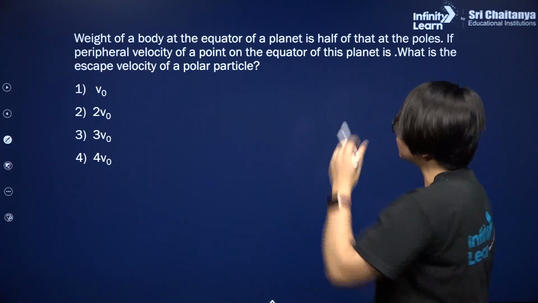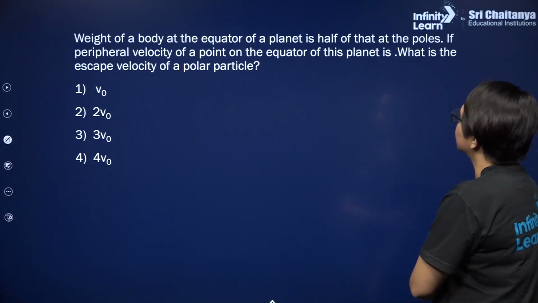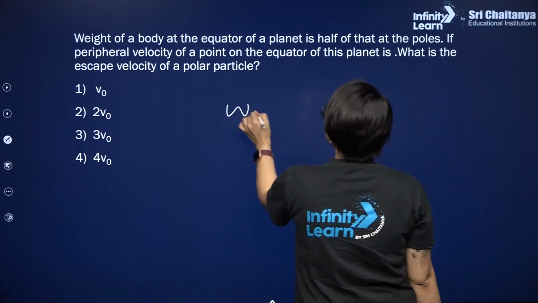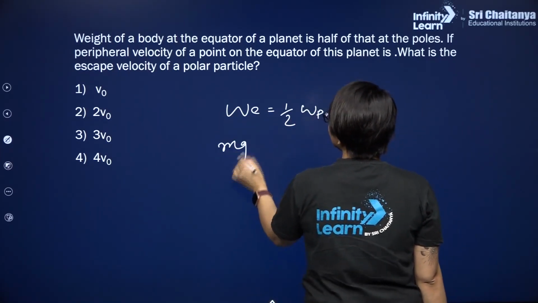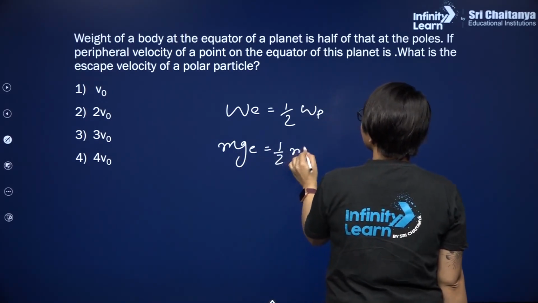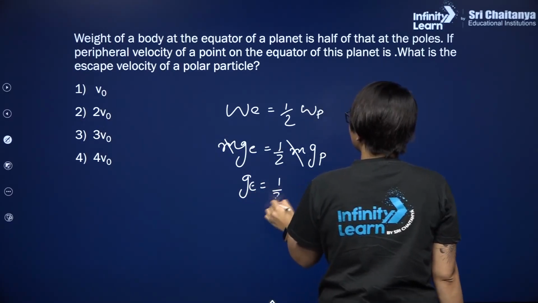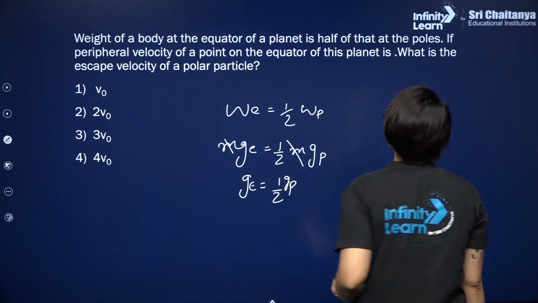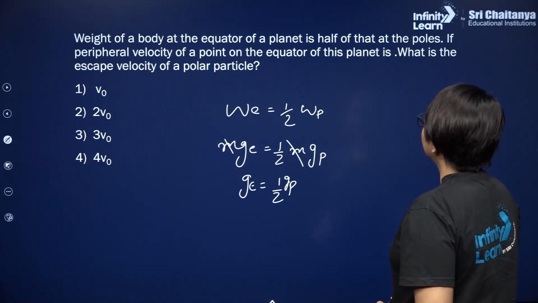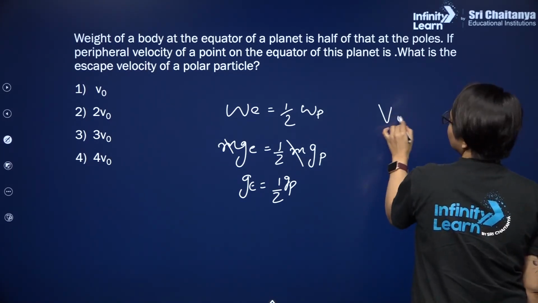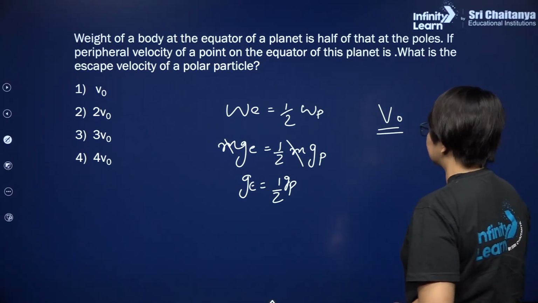Next is this one. The weight of a body at the equator of a planet is half of that at the poles. Weight of the body at the equator is half of weight at the pole. So mGE is equal to half mGP. Cancel, so GE is equal to half GP. Okay. If the peripheral velocity of a point on the equator of the planet is v naught, what is the escape velocity of a polar particle?